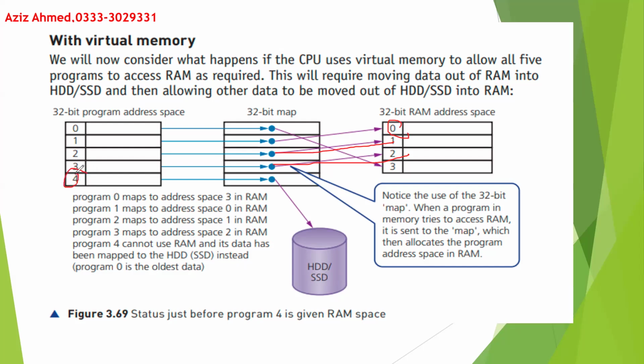Program 4 has to access memory but RAM is full, so it is mapped to here. Program 4 cannot use RAM and its data has been mapped to the hard disk SSD instead. Program 0 is the oldest data, program 0 came first. So they are saying that the first four programs have been used. They have covered their space in RAM. But program 4 does not have space in RAM, so it is transferred to the hard disk.